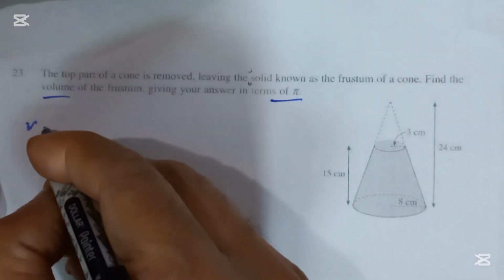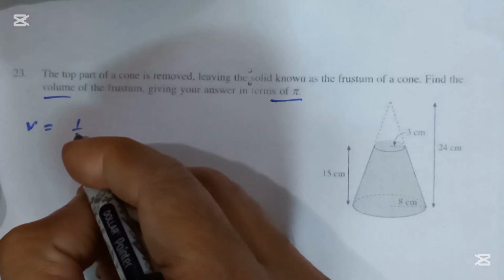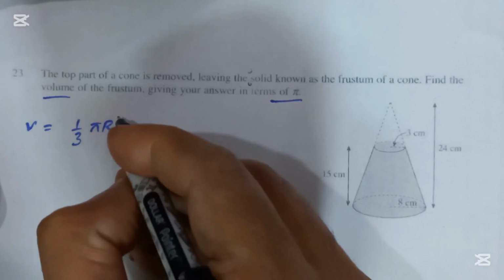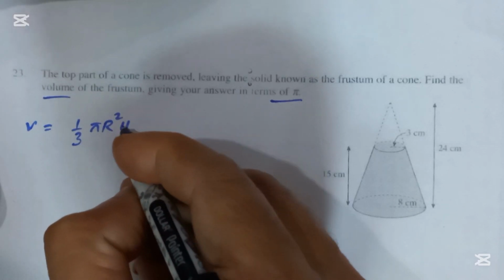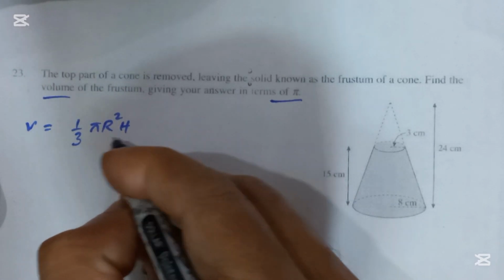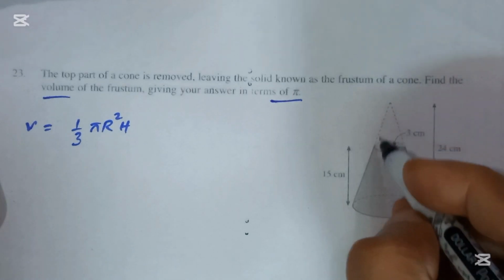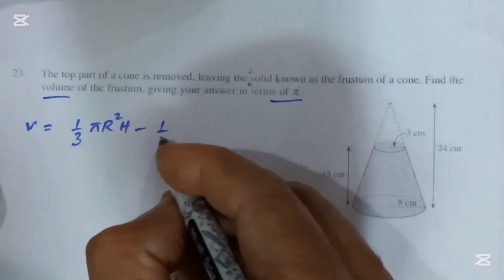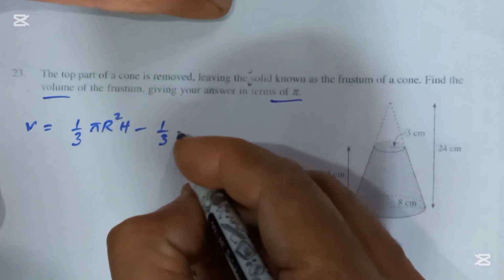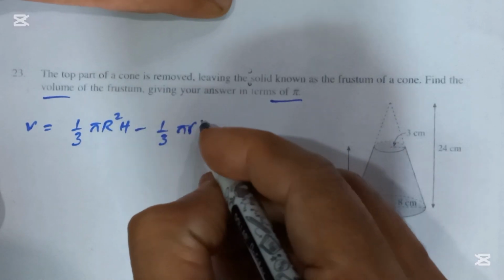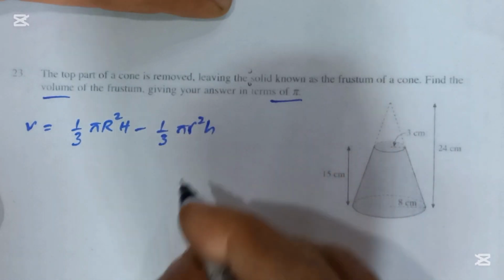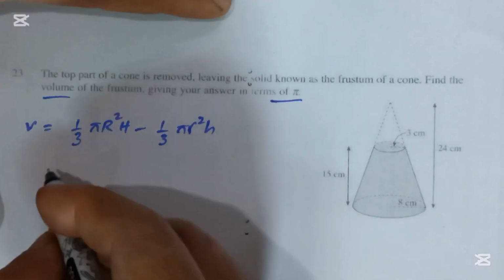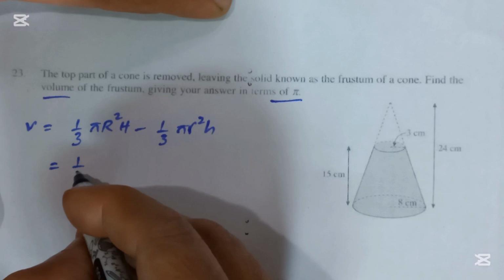So the required volume is: first put the formula of the original cone, that is pi r square into h, because we have used capital letters for the original cone and this is a small cone which is going to be removed. So minus this small cone is going to be removed. Formula is pi r square into h, and now place the values. First 1 by 3 pi will be taken as common.